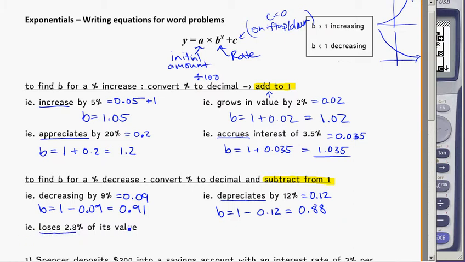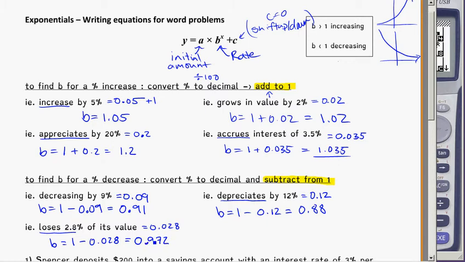Loses 2.8% of its value, so 2.8% is going to be equal to 0.028. B then would be 1 minus 0.028. So here we get 0.972.